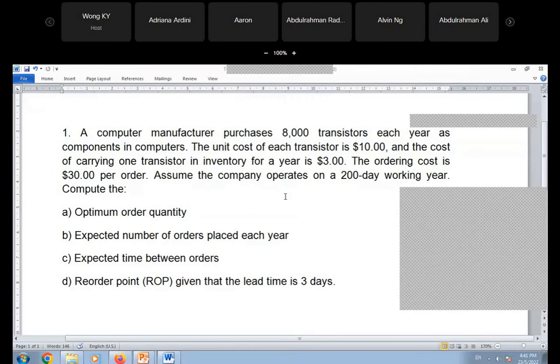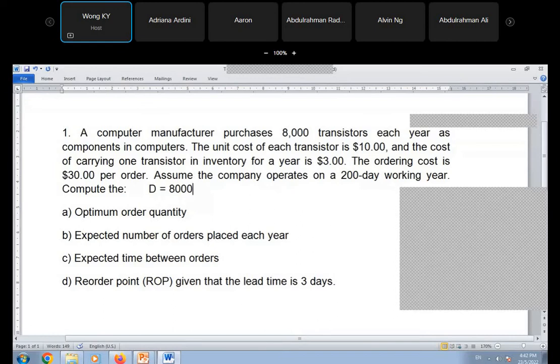Okay, let's do the question together, but I will ask you one by one later. A computer manufacturer purchases 8,000 transistors every year as components in computers. So, what is this 8,000? It's the D. The annual demand is 8,000. The company purchases it, means the company needs it, means the company demands it. So, the capital D, demand per year, is 8,000.